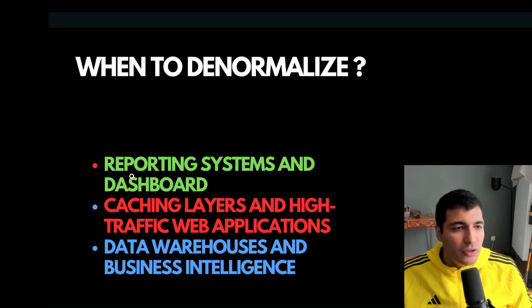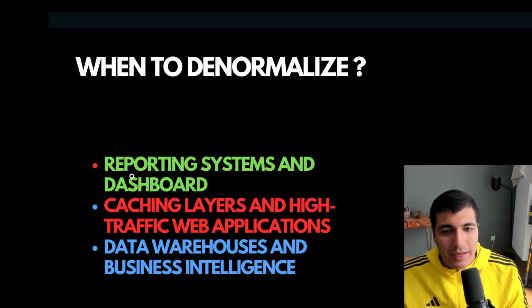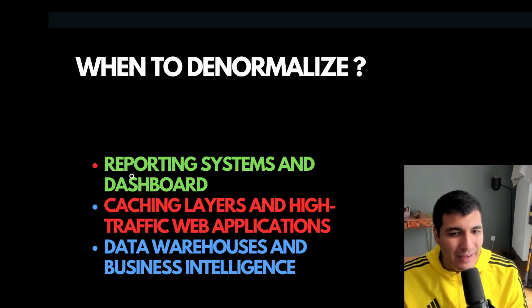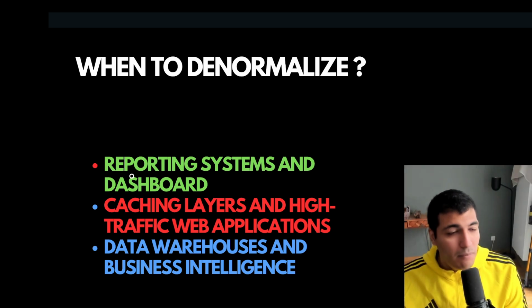So you can use denormalization first in reporting systems and dashboards. Systems that generate complex reports often need to aggregate and process large volumes of data very quickly. Denormalized data structures where data is pre-joined or pre-aggregated can make these report generation queries run much faster.